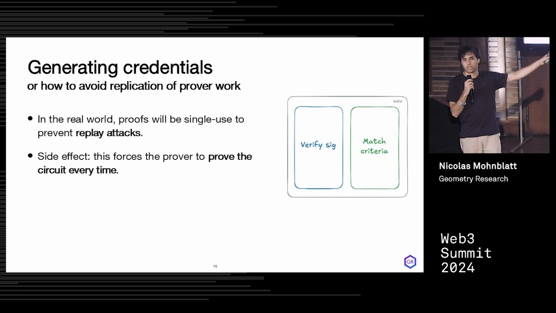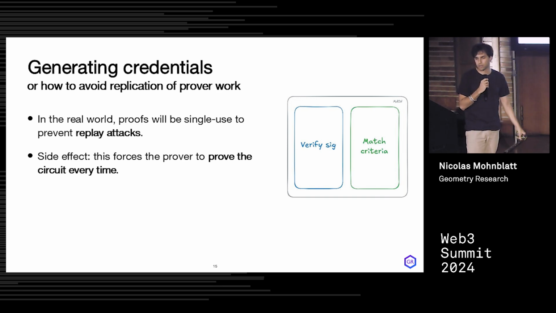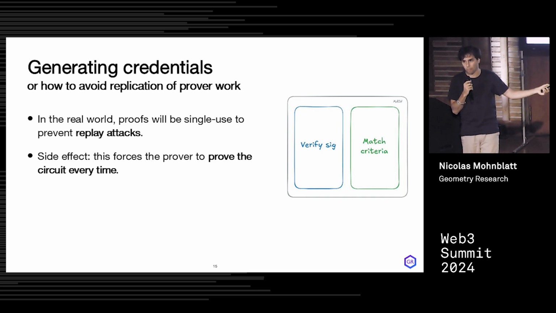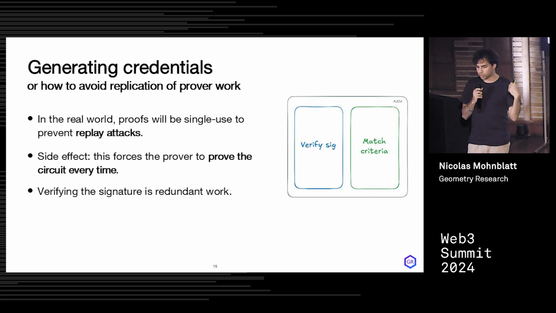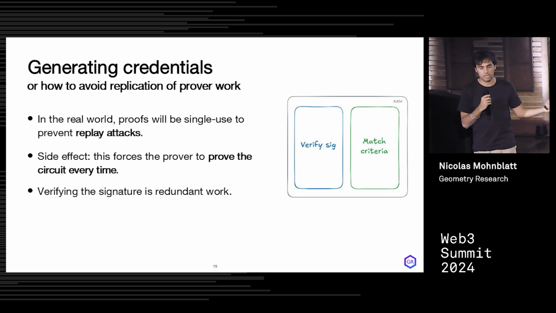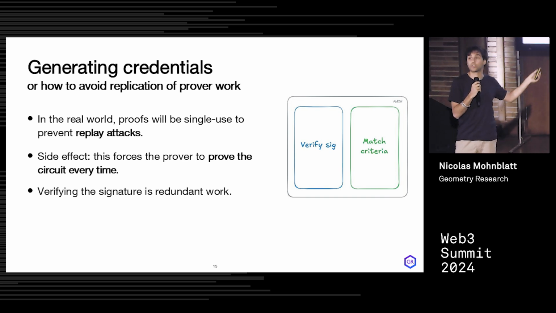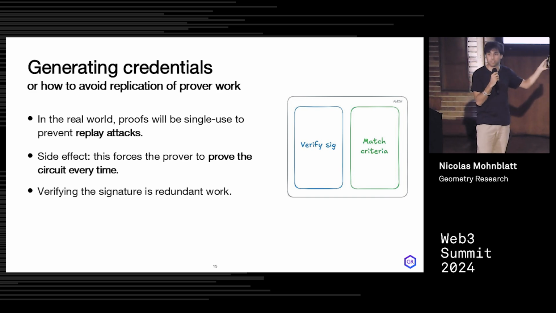The criteria might change depending on what I'm trying to prove. But if I'm still proving stuff about my passport, the signature is always the same. So when I'm doing multiple proofs of the same circuit, I am doing a lot of redundant work. And it's quite heavy. The signature verification is very expensive.